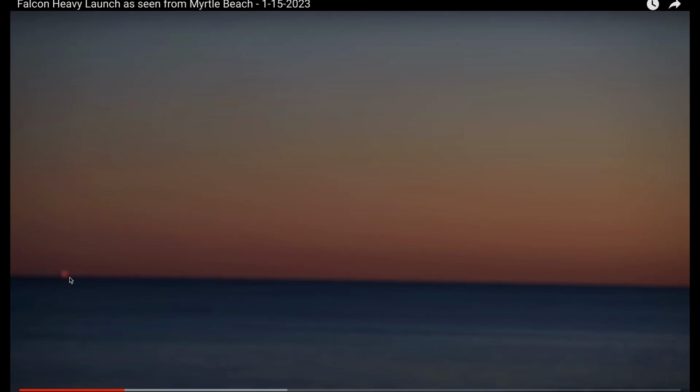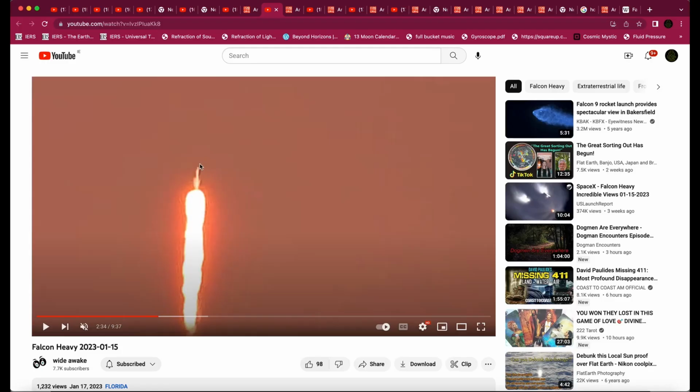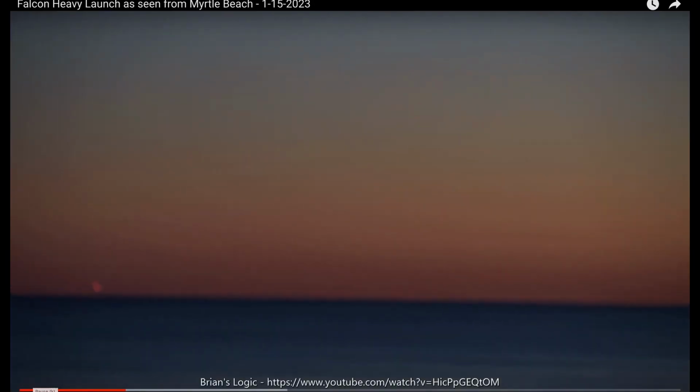The rocket is just above the horizon 365 miles away. No, that there is not the rocket. The rocket is up here. The Falcon Heavy is up here somewhere, because this is all burning and fire. Maybe that is the Falcon Heavy there. I don't know. Right?